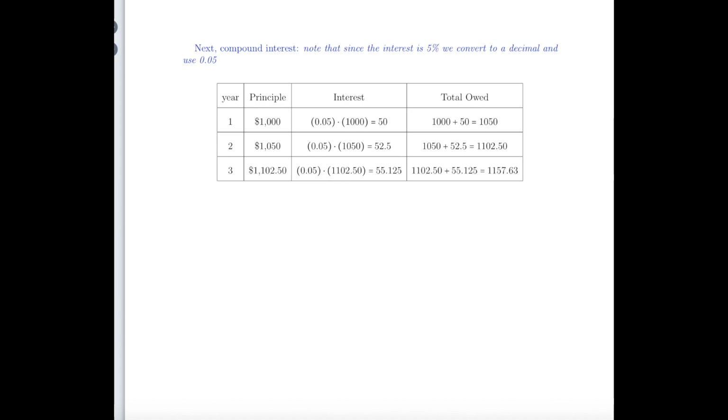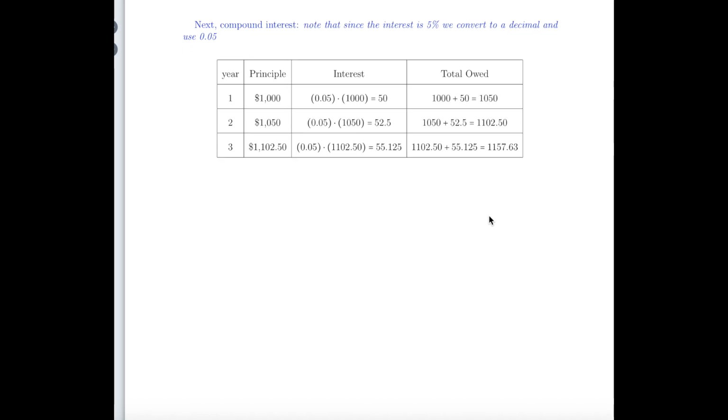So year number 3, we start with our total owed again as our principal. Our interest is going to be that amount multiplied by our rate, so 0.05, which gets us to 55.125 as our new interest. Then for this total owed column, we are going to add this interest 55.125 onto our total owed from last year. And then we round because we want it to be to the nearest cent. It doesn't make sense to owe 0.625 cents, so we rounded it to 0.63, where you get 1157.63 as your new total owed.